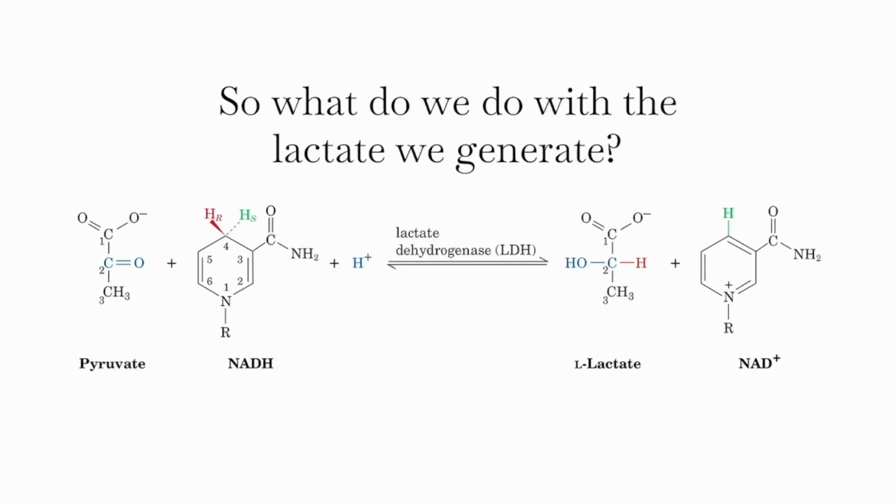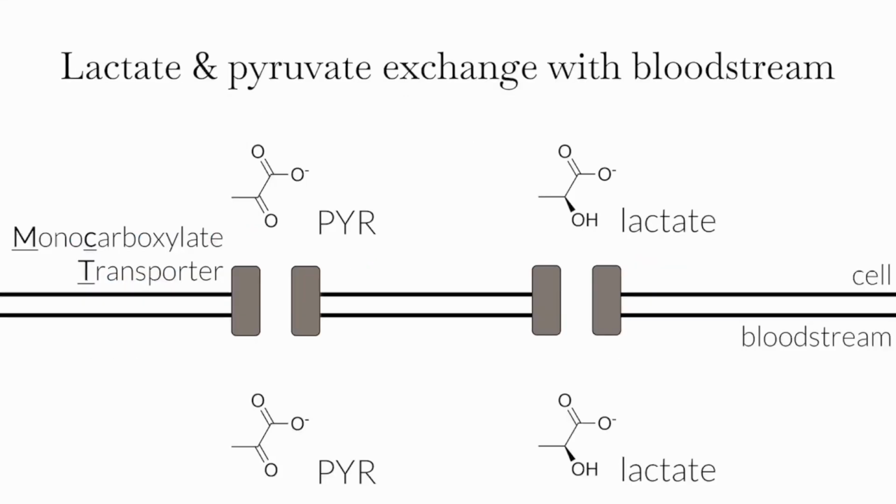All right, so cool. I said we're making lactate. What do we do with this lactate once we generate it? It turns out lactate and pyruvate are readily exchanged with the bloodstream. They do so through transporters called monocarboxylate transporters, MCTs. MCTs are basically passive. They just let molecules follow the concentration gradient. So if there's excess lactate in the cell, it'll diffuse out. If there's excess lactate in the bloodstream, it'll diffuse in.